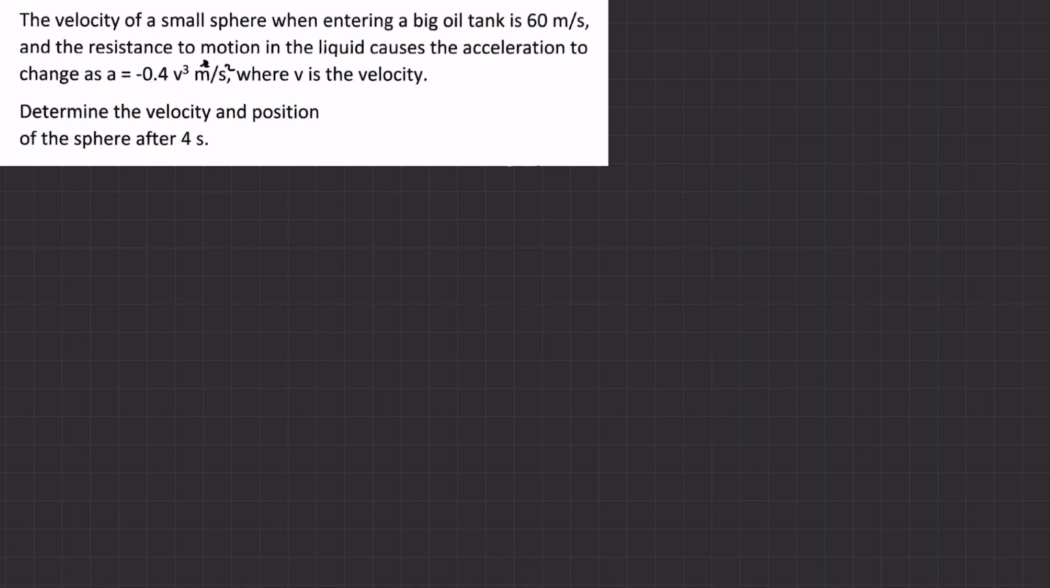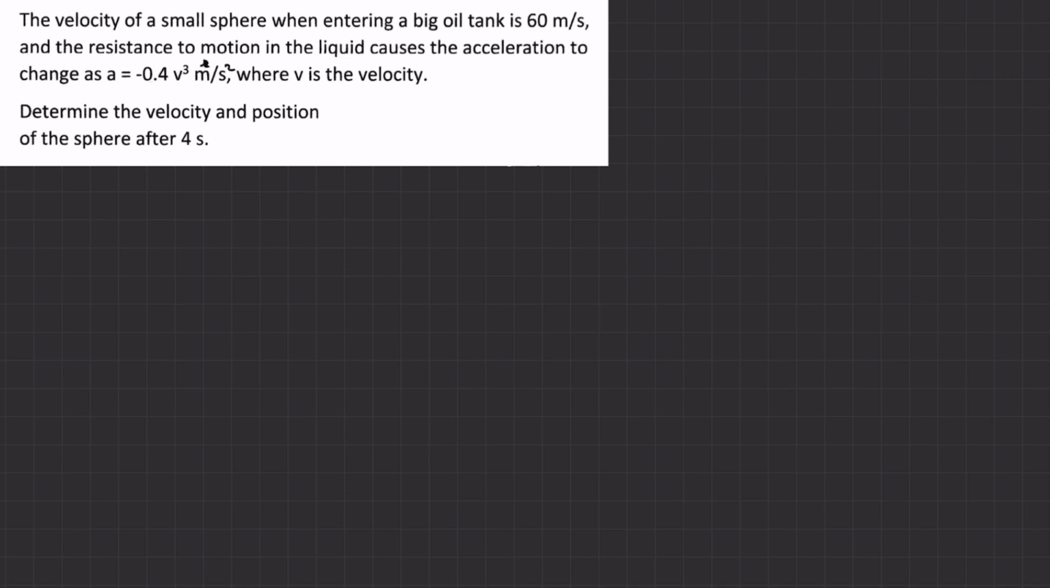For our first example, we're going to be doing this question. The velocity of a small sphere when entering a big oil tank is 60 meters per second. And the resistance to motion in the liquid causes the acceleration to change as a equals negative 0.4 v cubed. Determine the velocity and position of the sphere after 4 seconds.